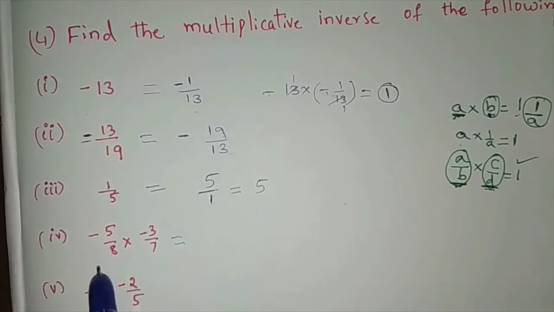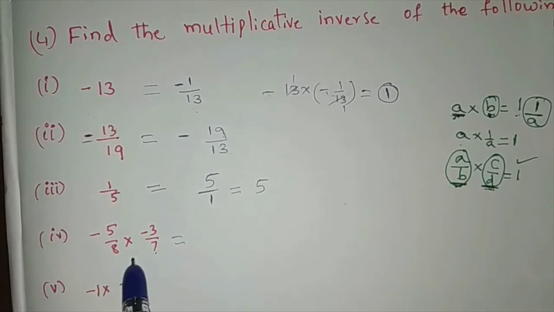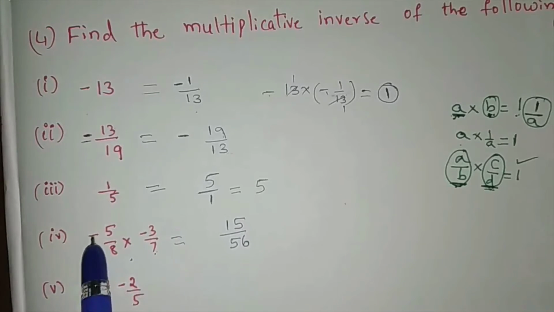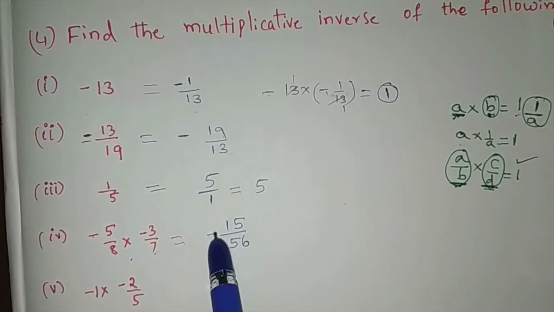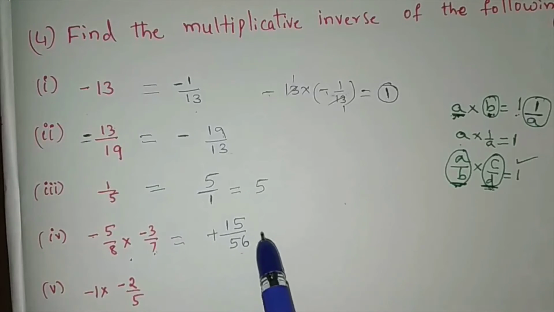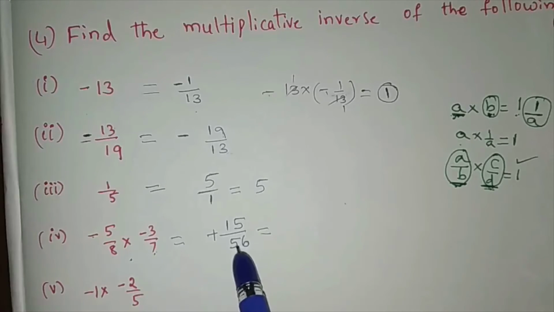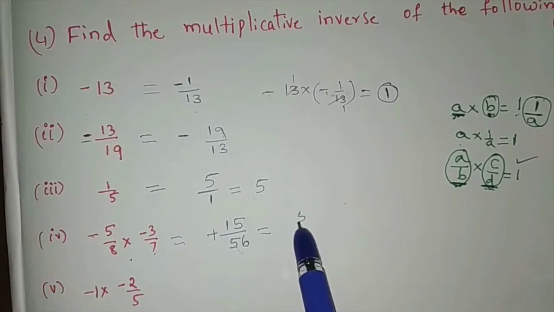Now, the next is minus 5 by 8 into minus 3 by 7. Here we have to first simplify the given expression. 5 into 3, 15. 15 is the numerator and 8 into 7, 56 is the denominator. Minus into minus is plus. So the sign of the fraction is plus. So the multiplicative inverse is the reciprocal of this fraction, that is 56 by 15.